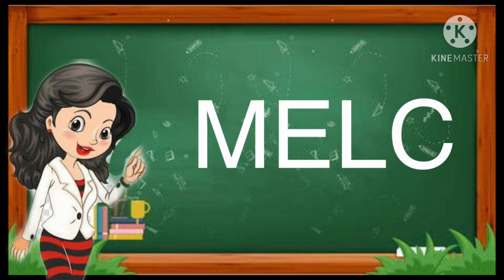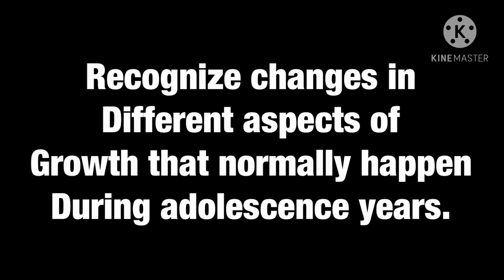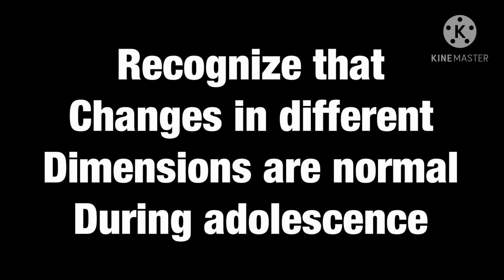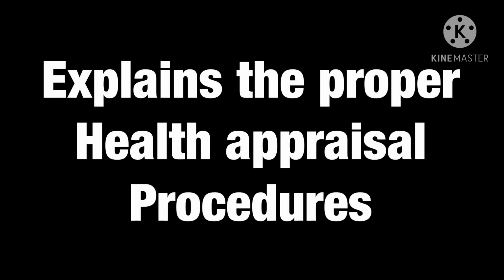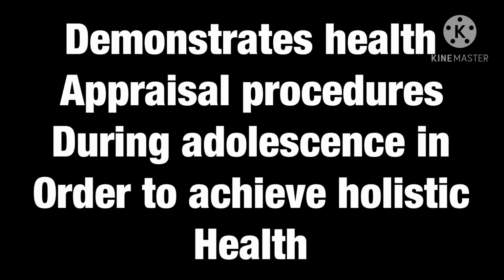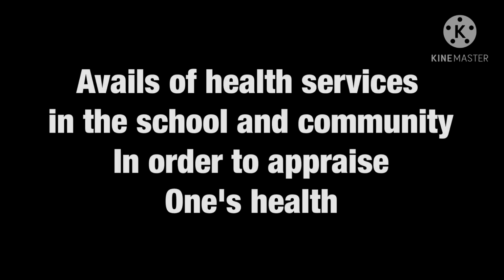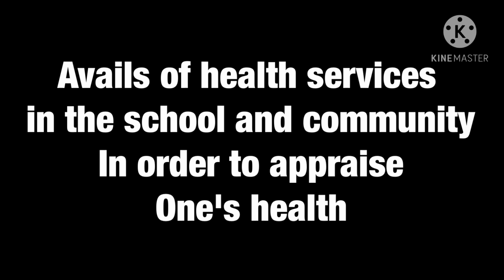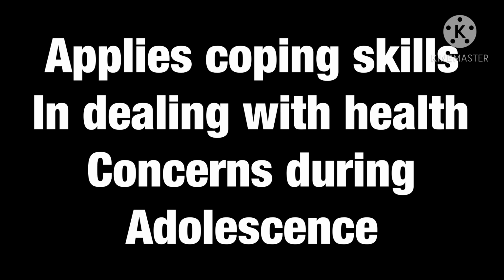And our most essential learning competencies for these lessons are: recognize changes in different aspects of growth that normally happen during adolescence years. Recognize that changes in different dimensions are normal during adolescence. Explains the proper health appraisal procedures. Demonstrates health appraisal procedures during adolescence in order to achieve holistic health. Avails of health services in the school and community in order to appraise one's health. And last, applies coping skills in dealing with health concerns during adolescence.